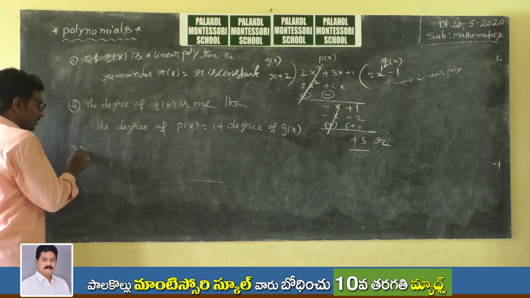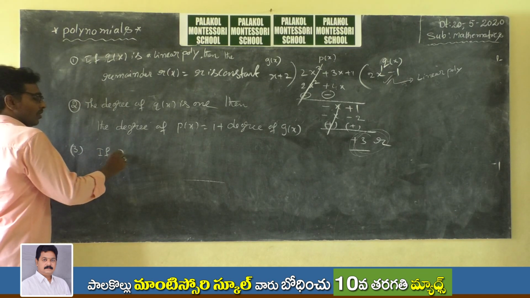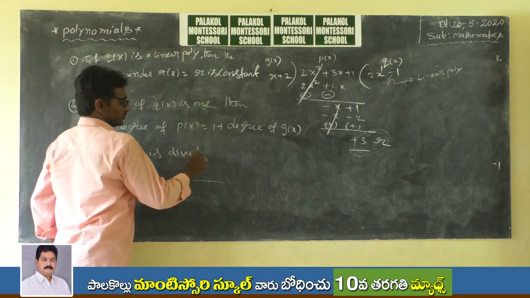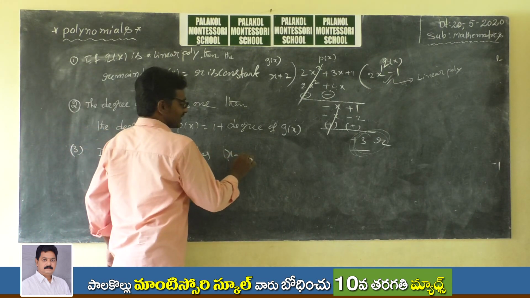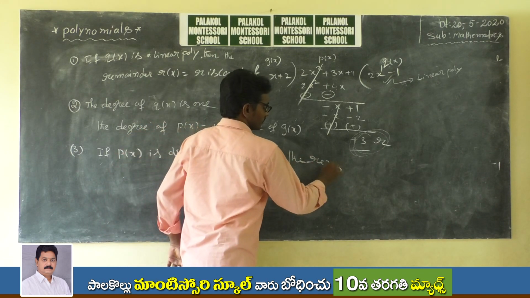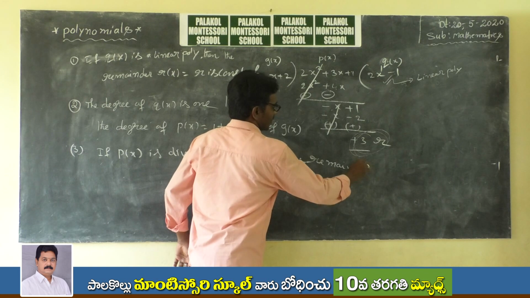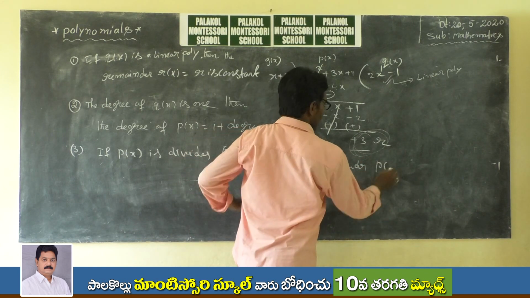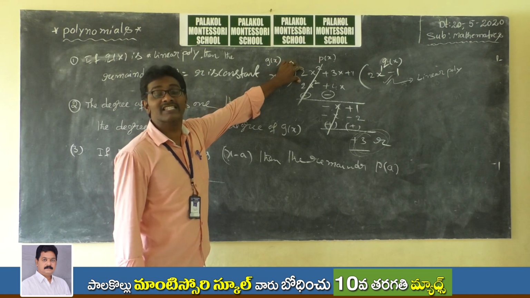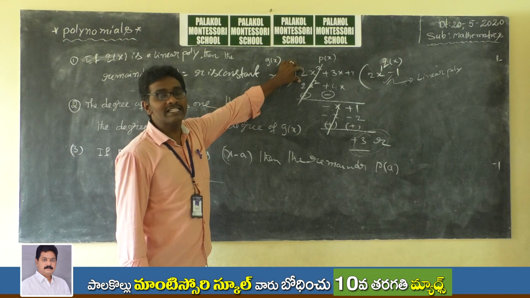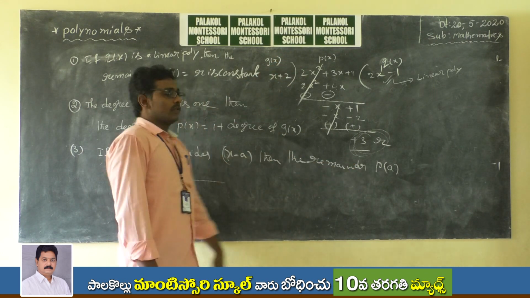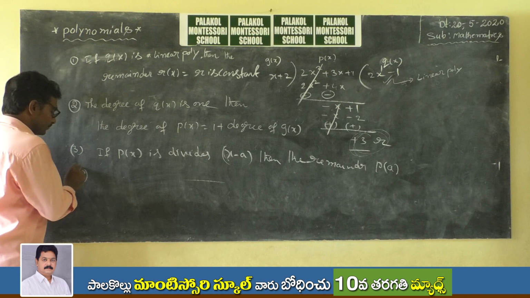The third point: if p of x is divided by x minus a, then the remainder is p of a. Okay, p of x divided by x minus a. What is the remainder of that polynomial? p of a. Next, the final point.